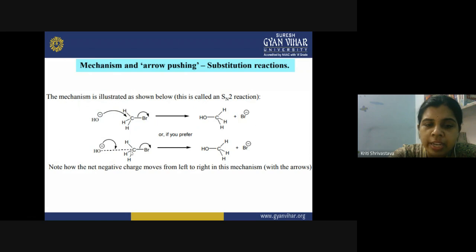Now you can also draw it like this. These are the remote forces of attraction working between the hydroxide ion and the partially positive carbon. So the attack takes place like this, and as a result, we get a substituted product at the end of the reaction. You can note how the negative charge moves from left to right in this mechanism, and the movement of the electrons is actually shown by the arrows. So this is the arrow pushing that we have drawn for the substitution reaction.